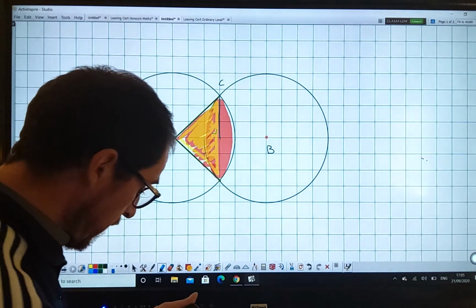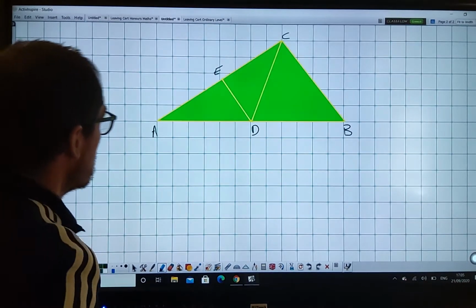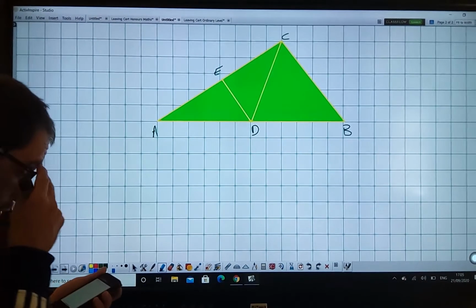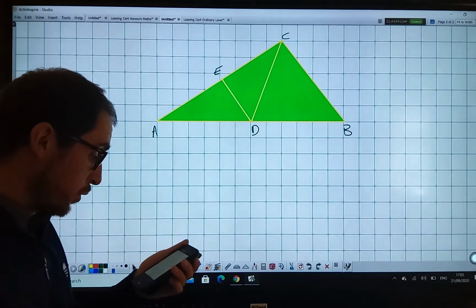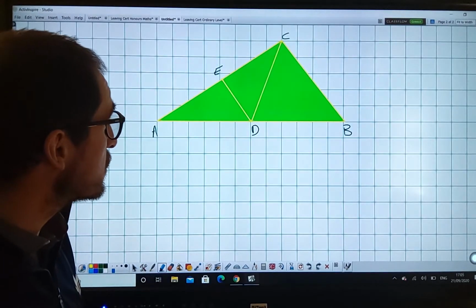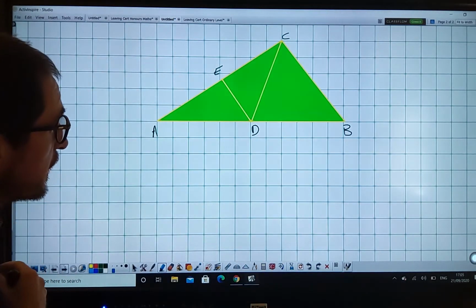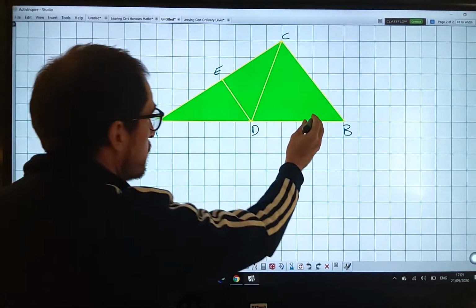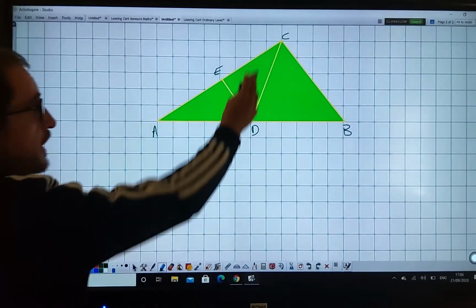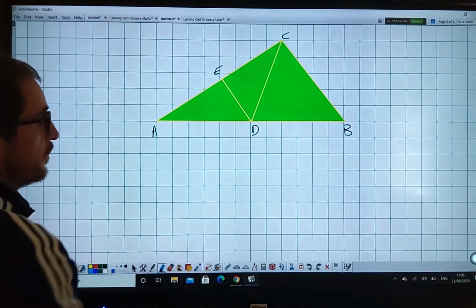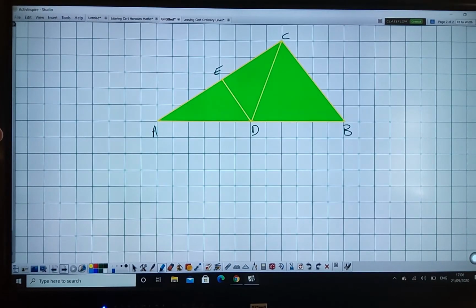Okay? Now, the next question was this one here, B, and this is very straightforward. You're asked to show that DBC is an isosceles triangle, so that this here is an isosceles triangle. Okay. So I can start by saying as follows: I know that DB is equal to AD because C is the median, so it splits it in two. So AD has to equal BD.